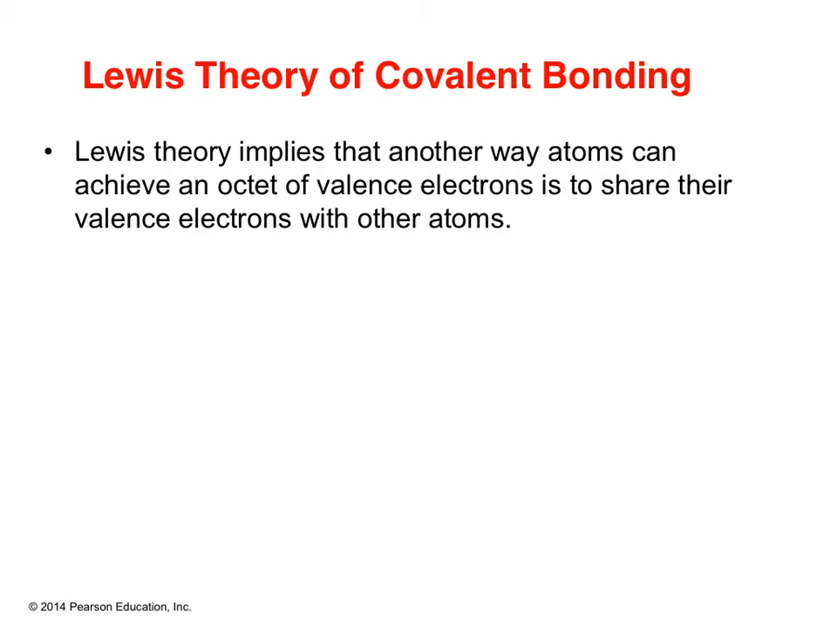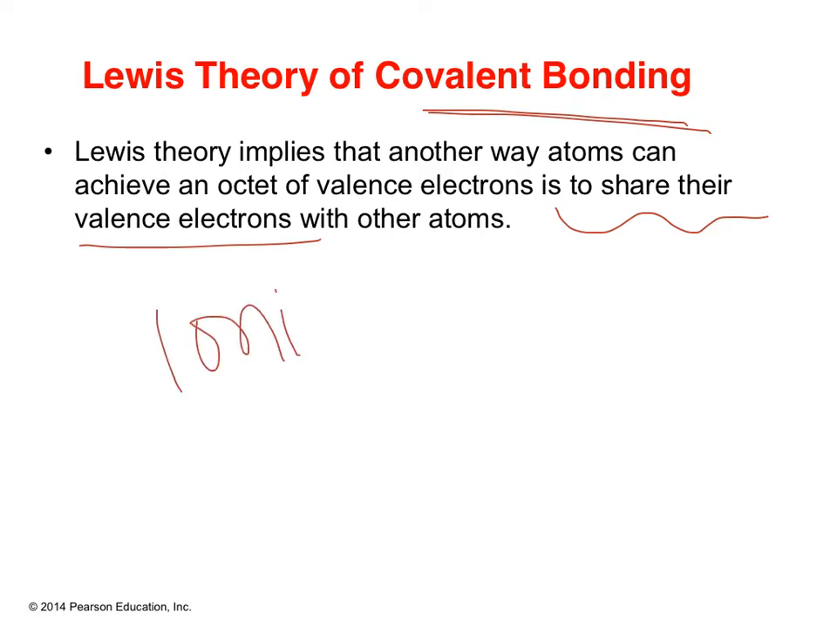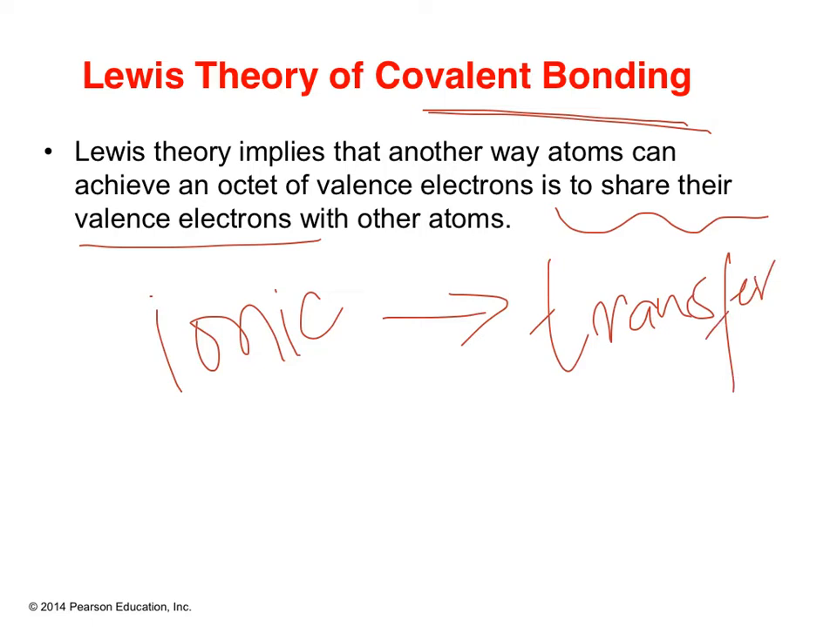Now, according to Lewis theory, covalent bonding is another way atoms can achieve the octet of valence electrons, and they do that by sharing their valence electrons with other atoms. So the previous one, ionic bonding, was by transfer of electrons and interaction of ions. Covalent bonding is by sharing of electrons between two different atoms.